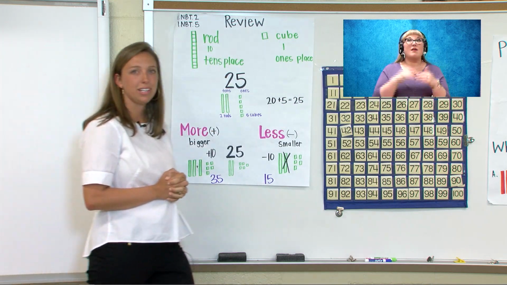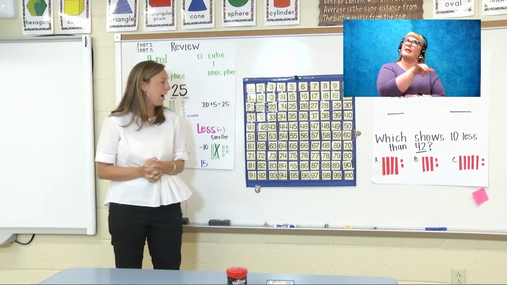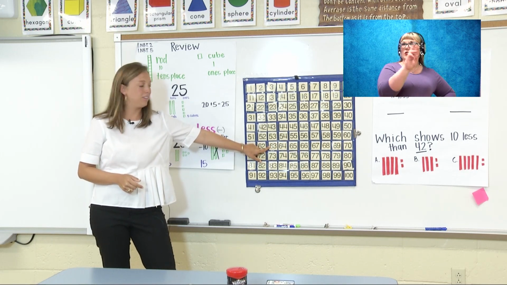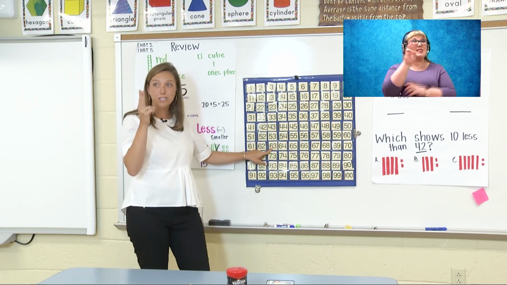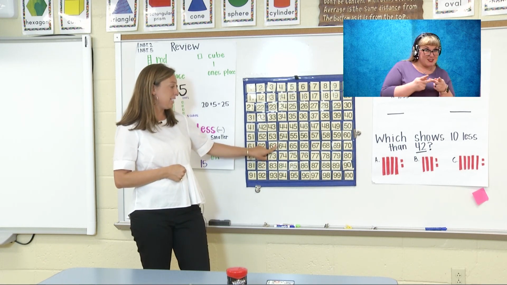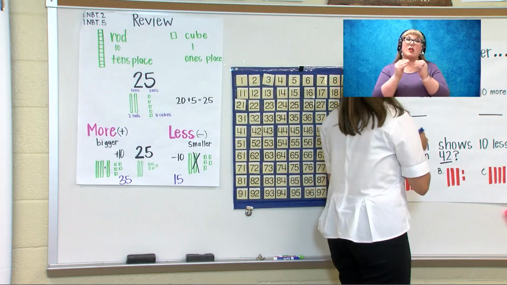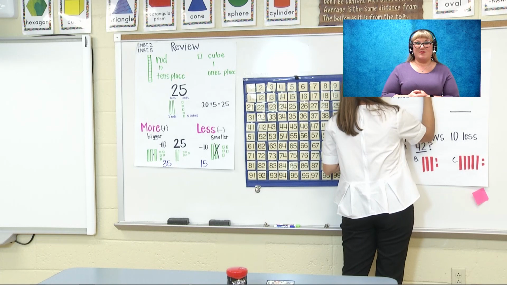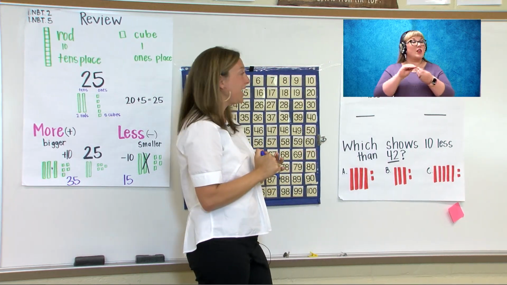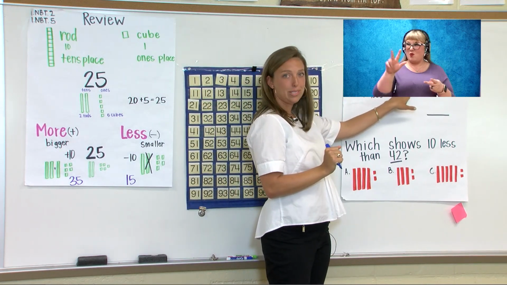Now we're going to pick a number on our hundredths chart and do the same thing. I'm going to pick the number 63. In the number 63, there's 2 digits. There's a digit in the tens place and a digit in the ones place. So I'm going to write the number 63. In the number 63, we have a 6 in the tens place and a 3 in the ones place.